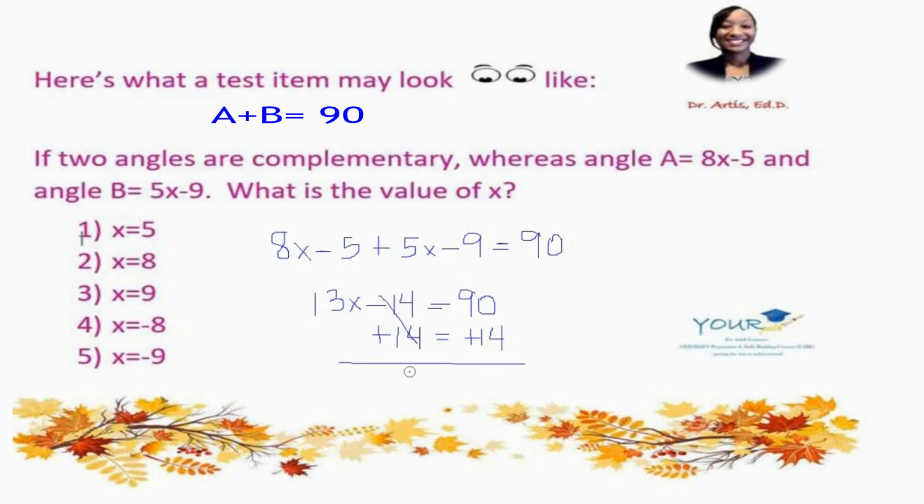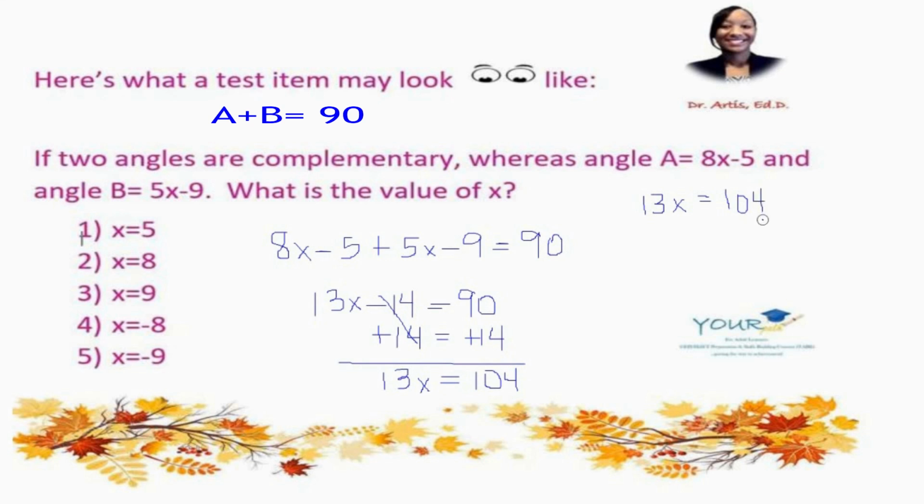And when we do so, we get 13x equals, and 90 plus 14 gives us 104. Okay, we're going to move this up here. So we still have 13x equals 104. We are still solving for the value of x.